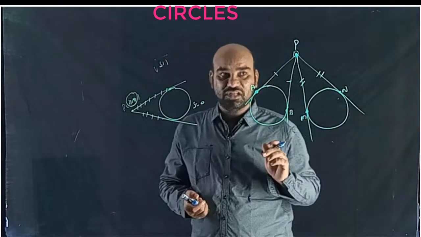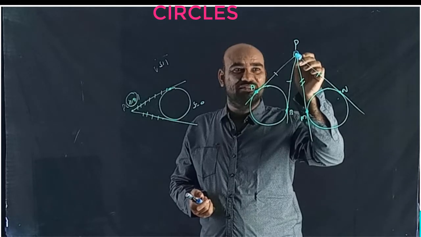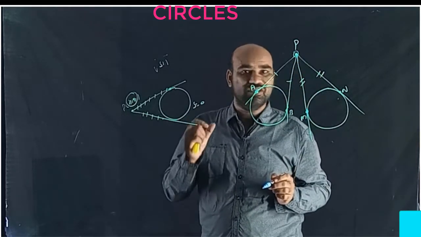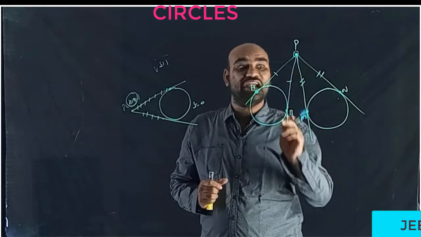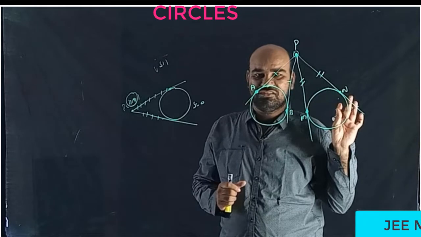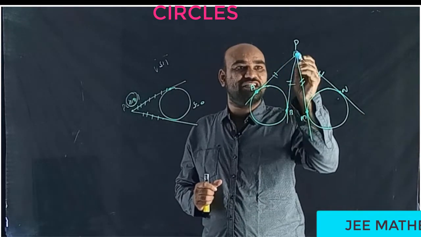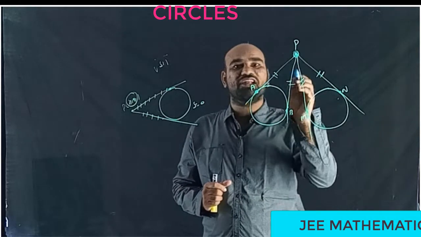Listen students, the locus of a point such that the tangents drawn from that point to the circles have equal length is called the radical axis of these two circles. For example, if these four are equal, then you can say that this is one of the points on the radical axis, or one of the points on the required locus.